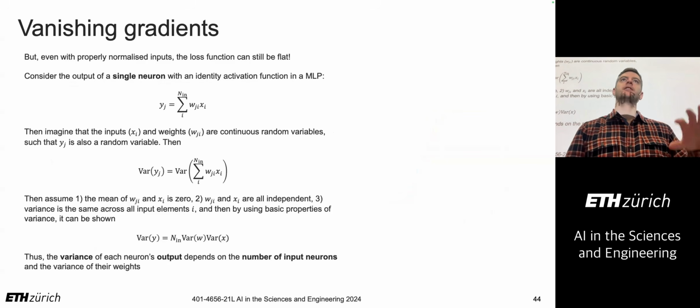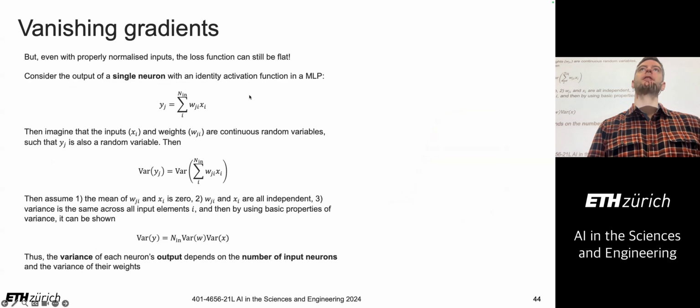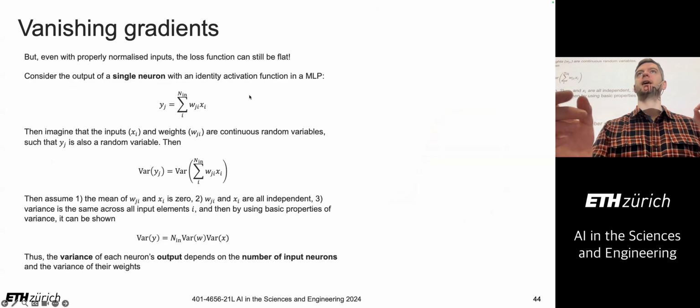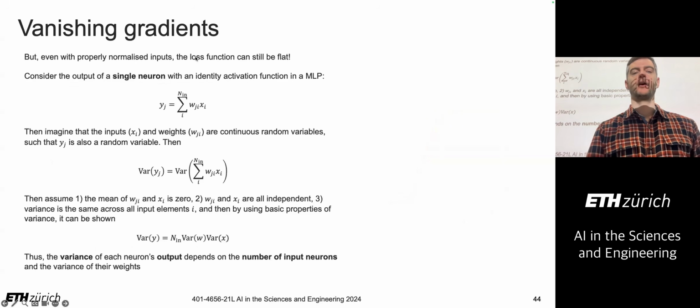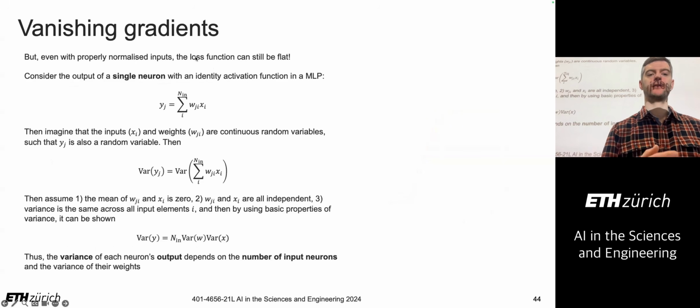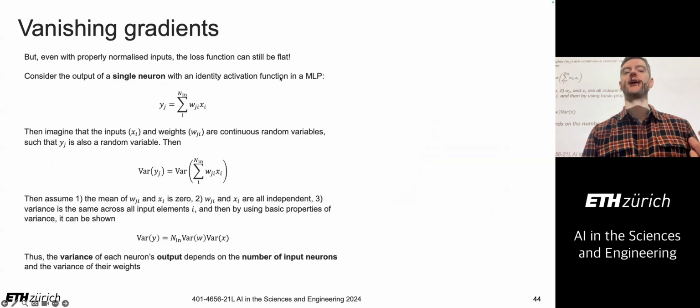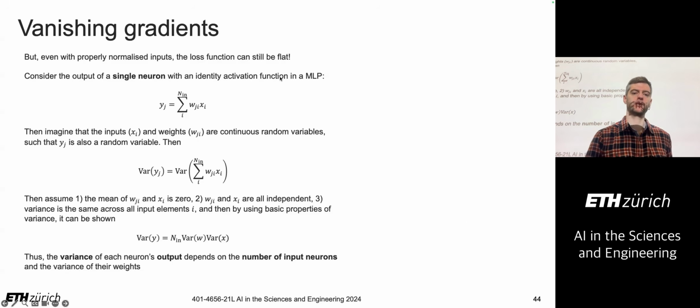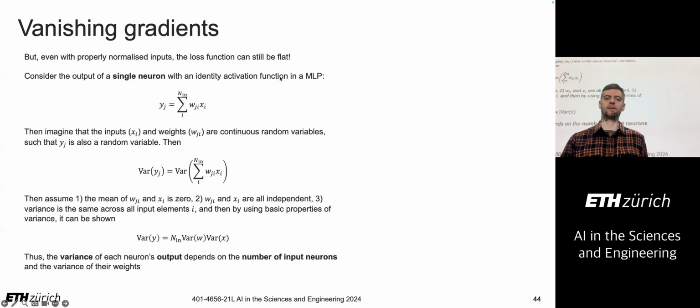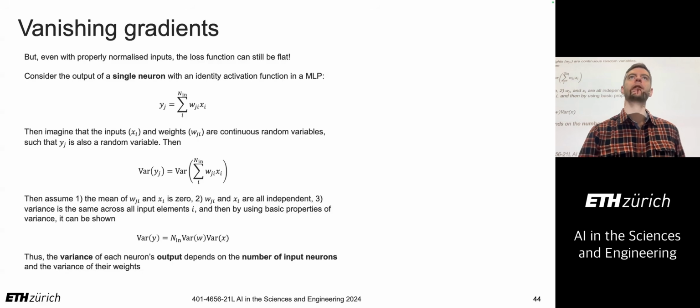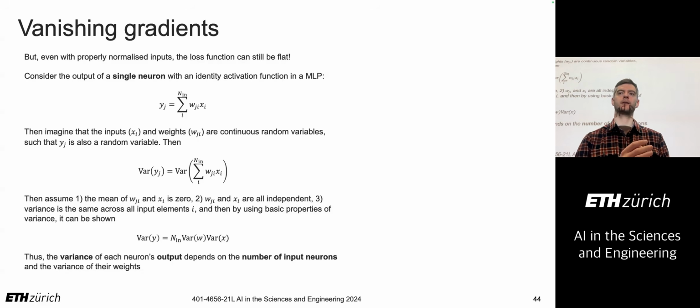Okay, so let's just imagine now that we've properly normalized our inputs and outputs, so we're not saturating our activation functions. We can still get this problem of vanishing gradients, where the output of the network or the loss function can still be flat. So what we need to think about is how the values of the outputs of each layer vary as we get deeper and deeper through the network.